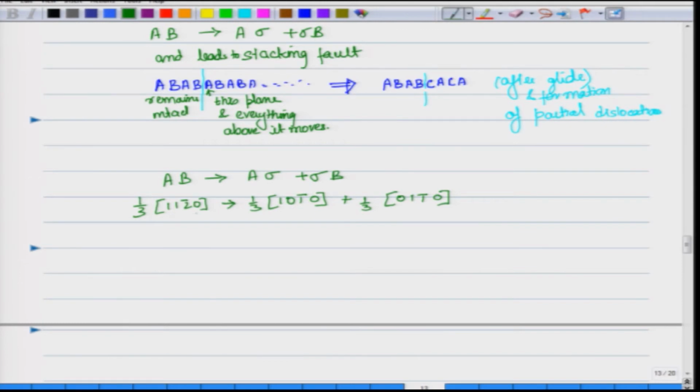If it had moved just that way, then there would be no change in the stacking fault, but since partial dislocation has formed, this is the kind of stacking fault you end up with. And now that we have written the equation, why not calculate the energy. You remember AB has energy of the type a square, A sigma has the energy of the type a square by 3, so sigma B also a square by 3. So, when you sum it up, it becomes 2 by 3 a square.